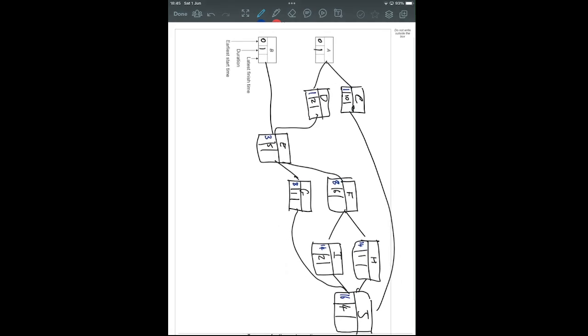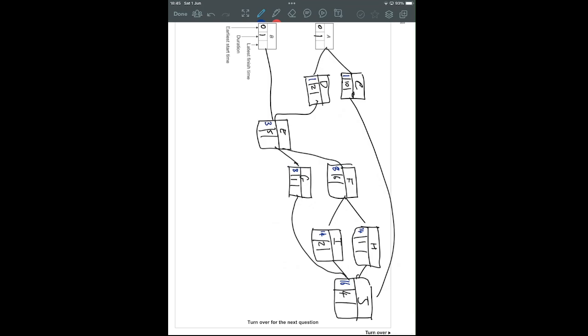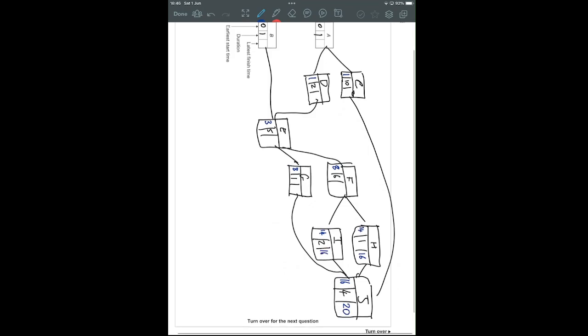And now for the latest finish. Well, the latest finish J can be, we want it to be as early as possible. The latest it can be is 20. Now we start going backwards. So H needs to be finished by 16. 20 minus the 4. 20 minus the 4. 20 minus the 4. And same for C all the way over here. Now F. F needs to be finished for 16 minus 2. Otherwise it will restrict I.